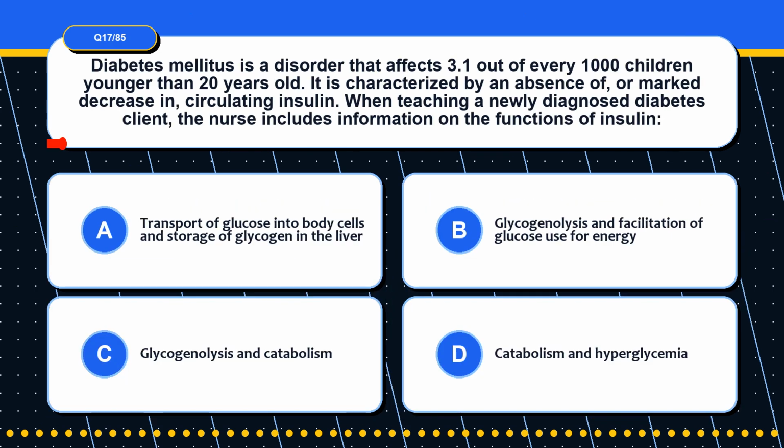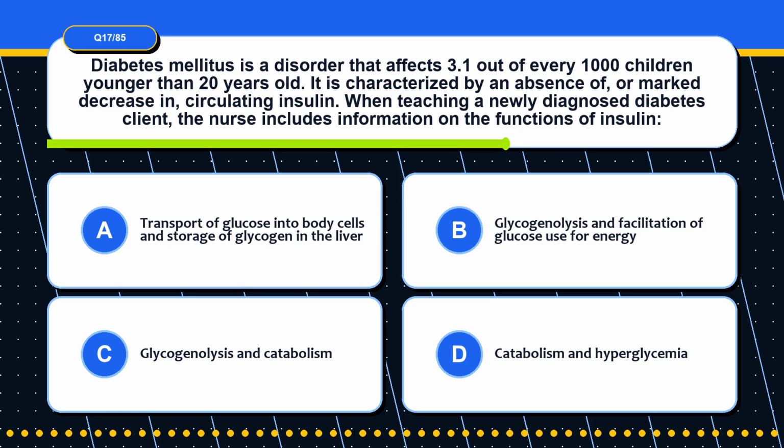Question 17. Diabetes mellitus is a disorder that affects 3.1 out of every 1,000 children younger than 20 years old. It is characterized by an absence of or marked decrease in circulating insulin. When teaching a newly diagnosed diabetes client, the nurse includes information on the functions of insulin. Here are the options. Option A: transport of glucose into body cells and storage of glycogen in the liver.